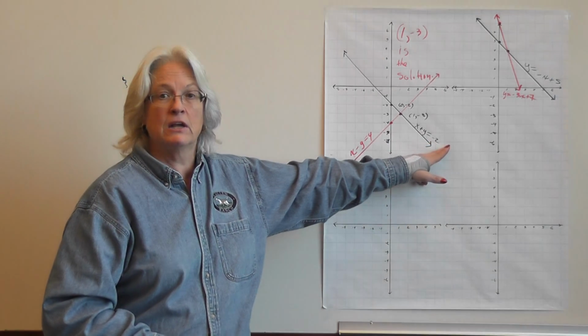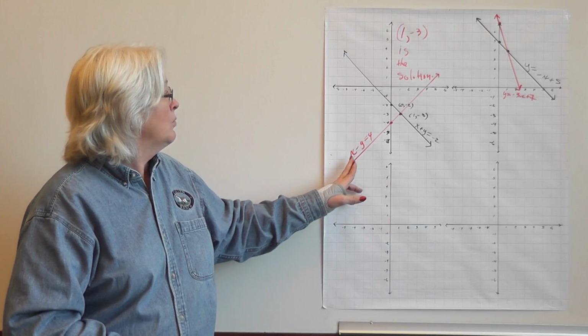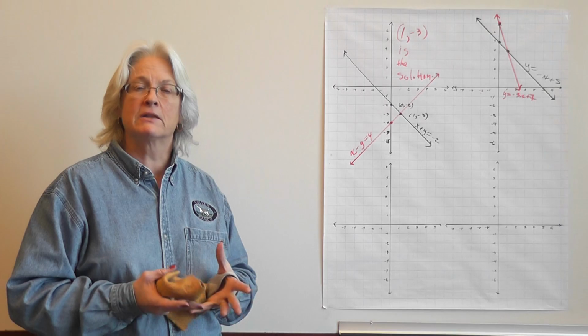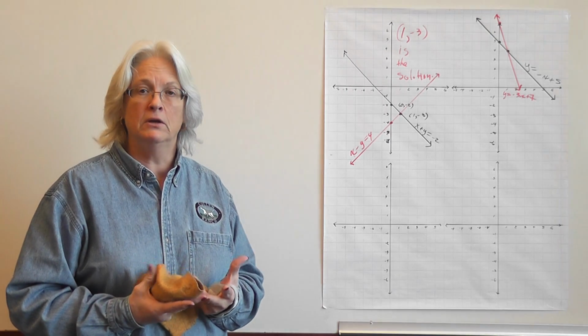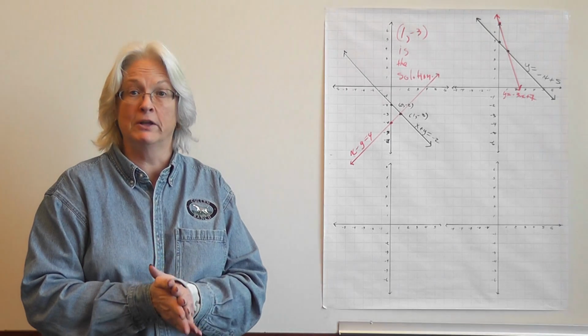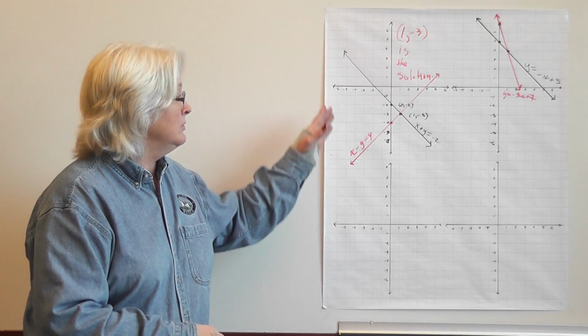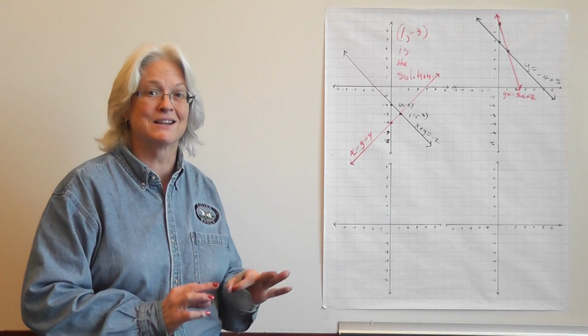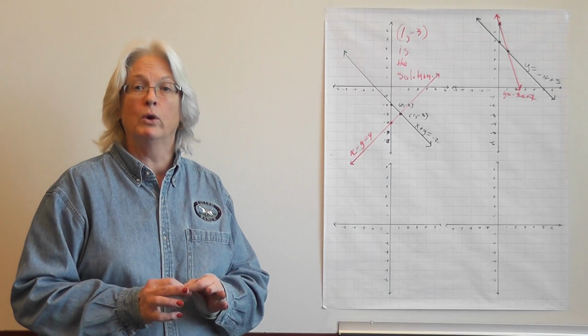1 minus 3 is a negative 2. 1 minus a negative 3 is a positive 4. And that's what you need to do to be able to graphically solve a system of linear equations. You need to be using grid paper, you need to use your straight edge, you need to be precise and careful with your work, okay?